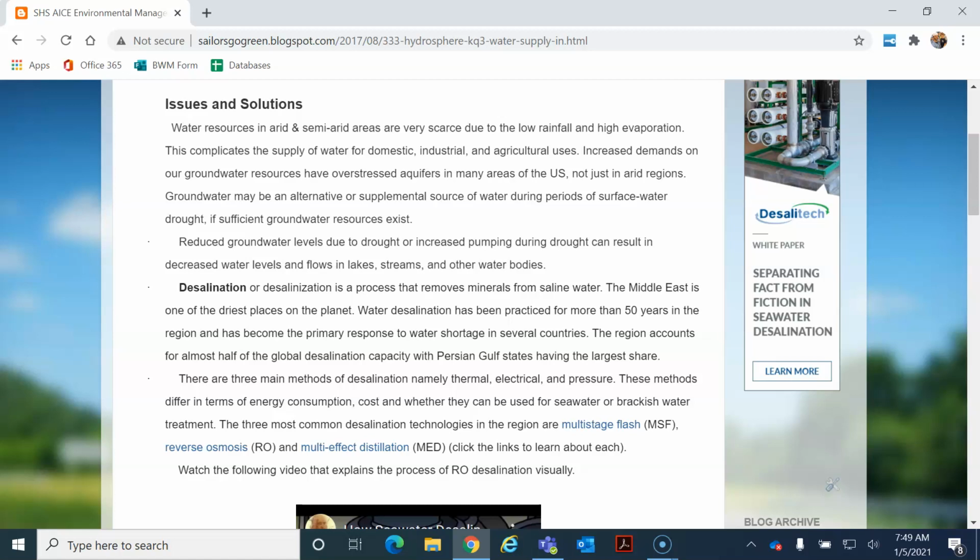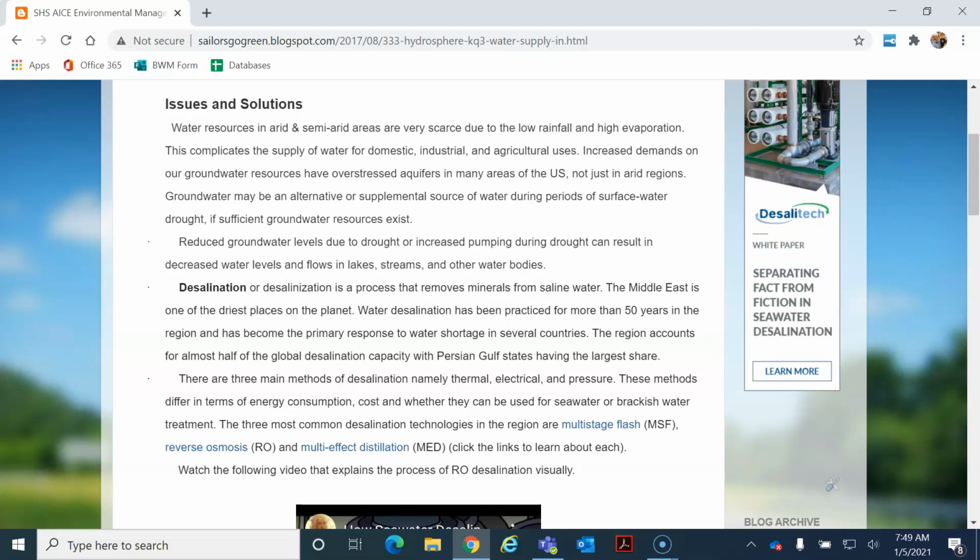Water desalination has been practiced for more than 50 years in the Middle East. The Middle East is a very arid region, because if it comes down to it, this is what you have to do to get fresh water. And that region accounts for almost half the global desalination capacity, with the Persian Gulf states having the most.